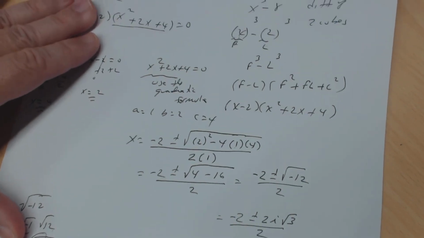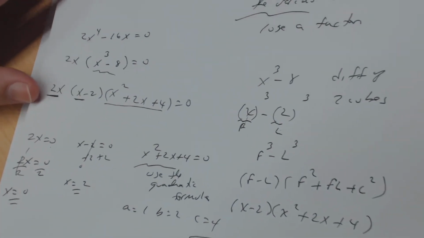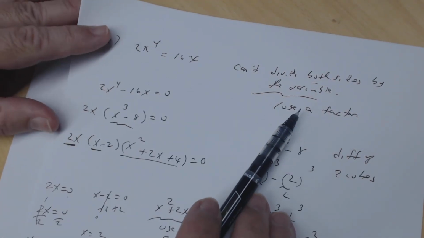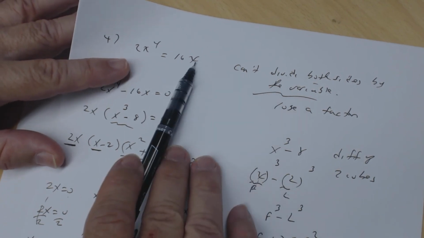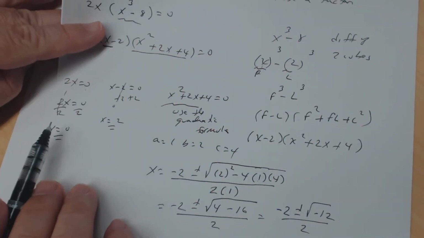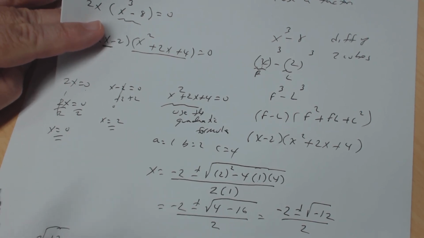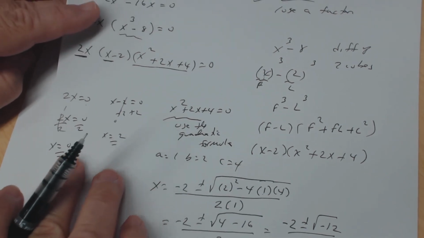Okay, so this one was quite involved. And just to remind you, if you had divided both sides by x, you would have lost this right here. So you would have lost one of your solutions. So don't divide by x. Don't divide by a variable. You're going to lose a solution.